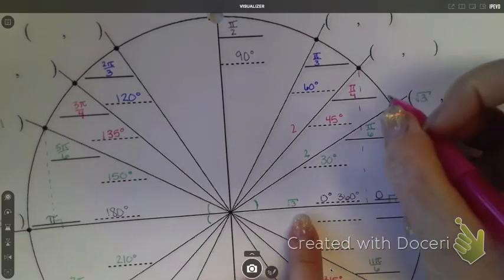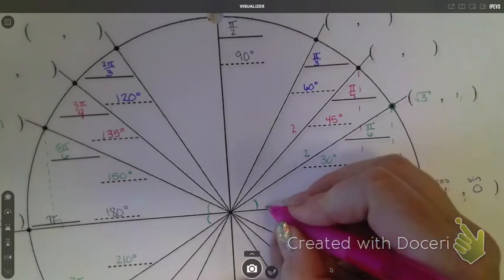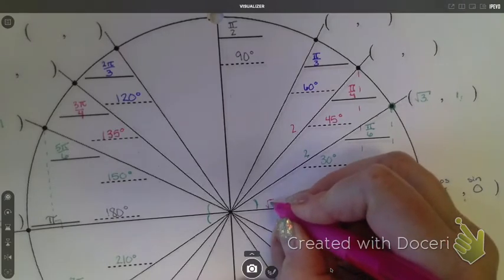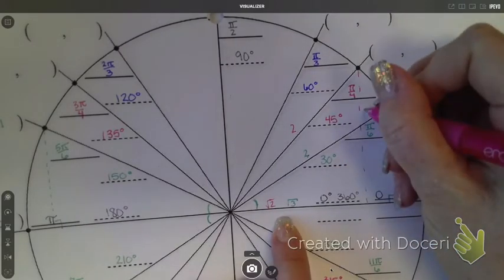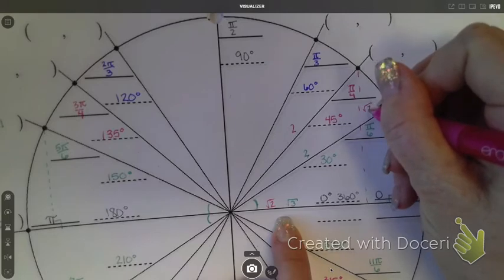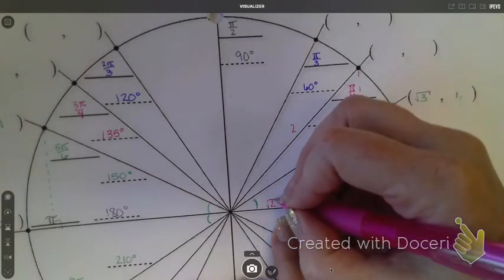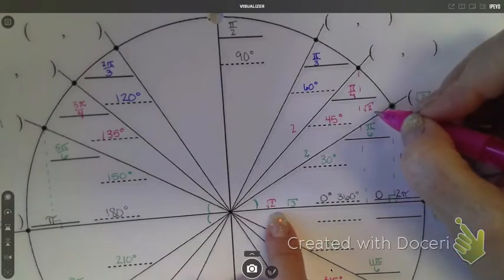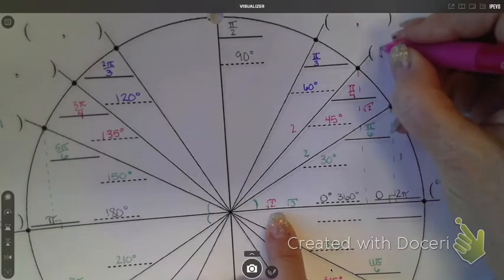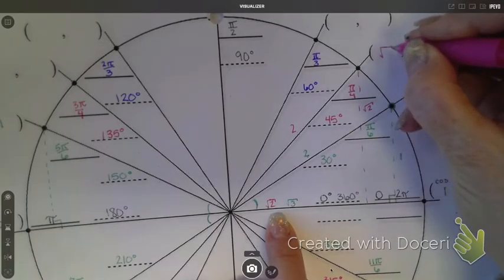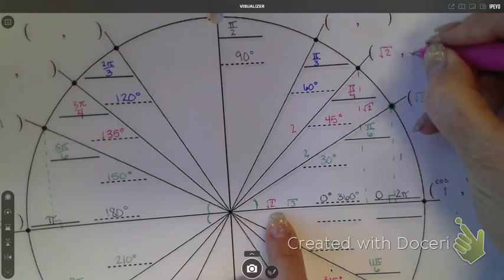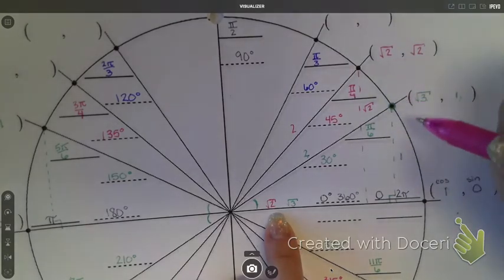On a 45, both legs are square root of 2. That's why I'm color coordinating so you can see. So that means my x and my y are what? Square root of 2. So is the sine and cosine the same? Yes. So the sine and cosine for 45 is square root of 2 over 2.